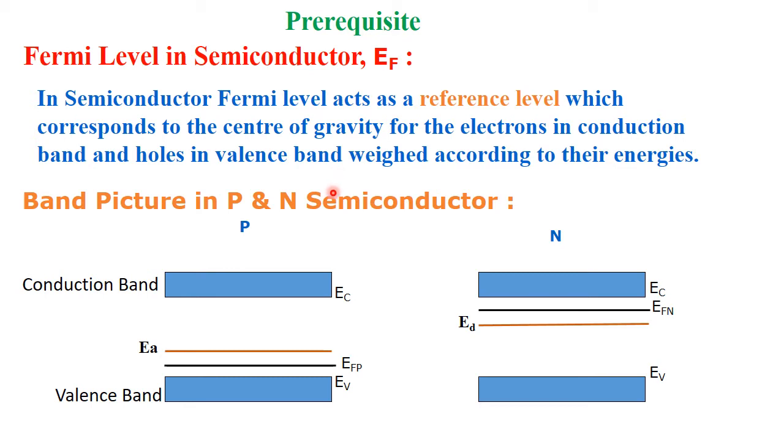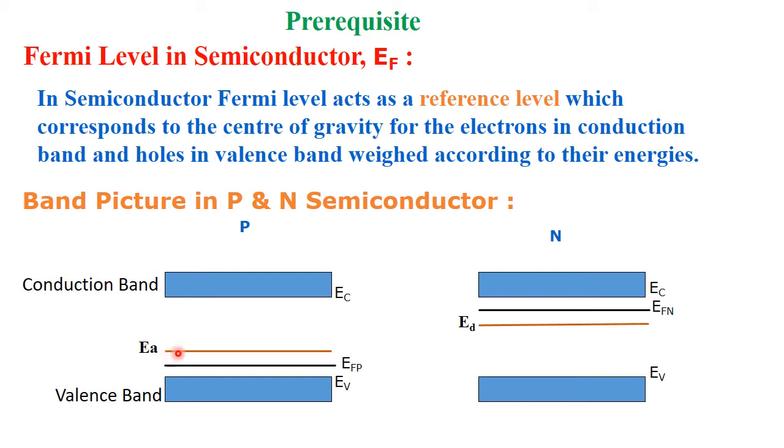To understand what is the position of a Fermi level in P and N semiconductor, let us study the band structure which is shown on the screen. We have studied this also before in the semiconductor physics unit. So in a p-type we get a conduction band, valence band, and in p-type majority charge carriers are always created in a valence band by the addition of the acceptor impurity atom.